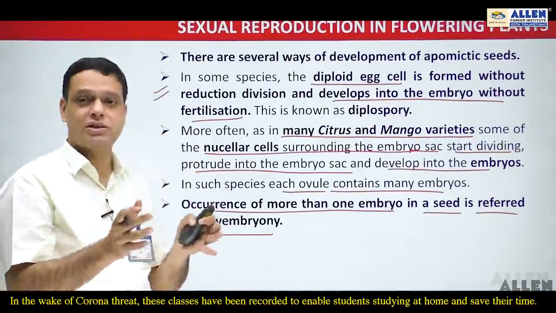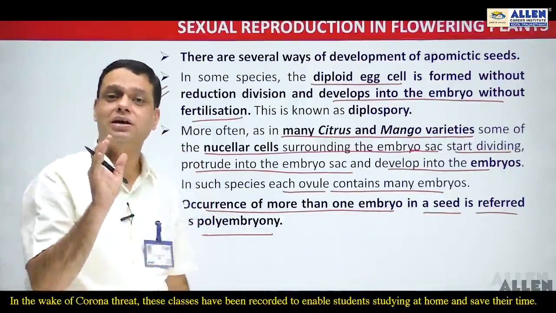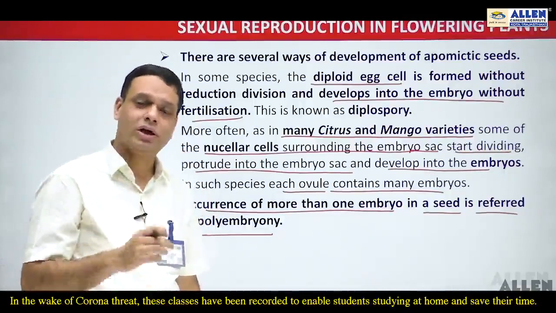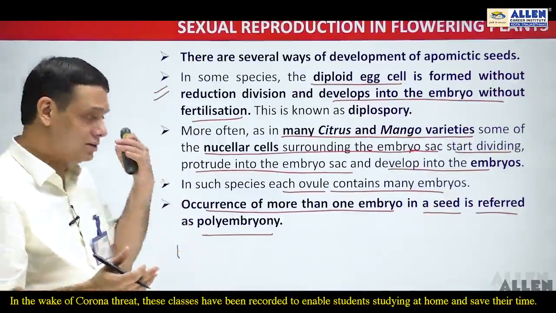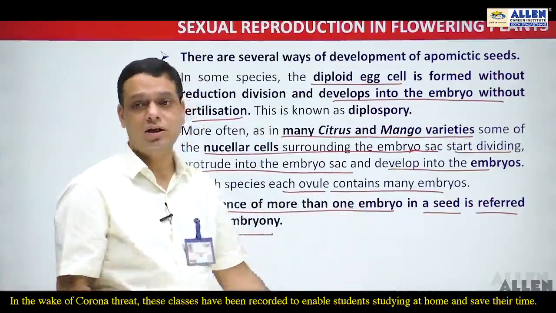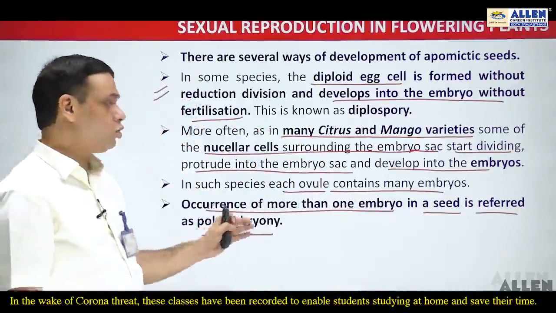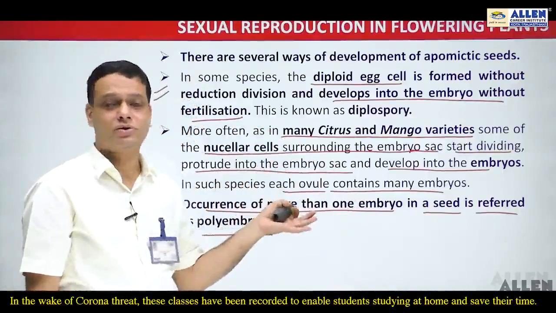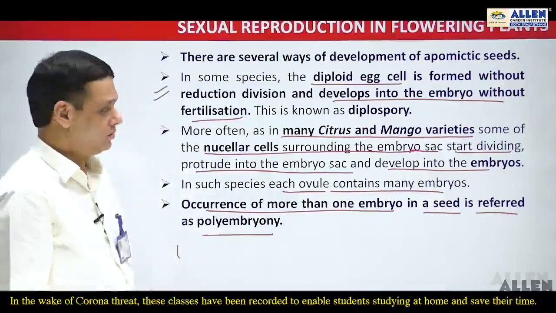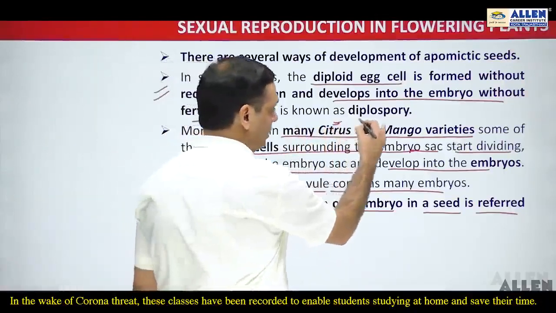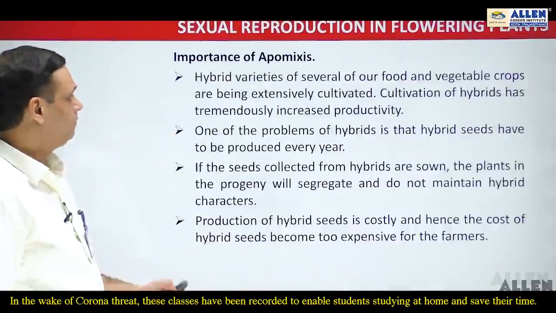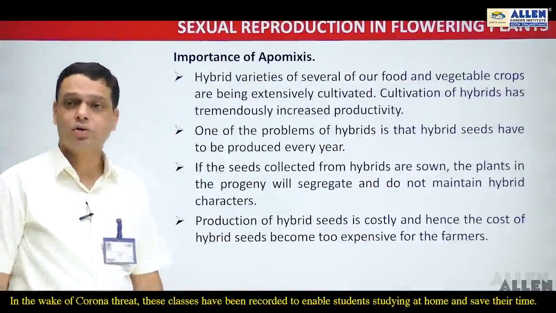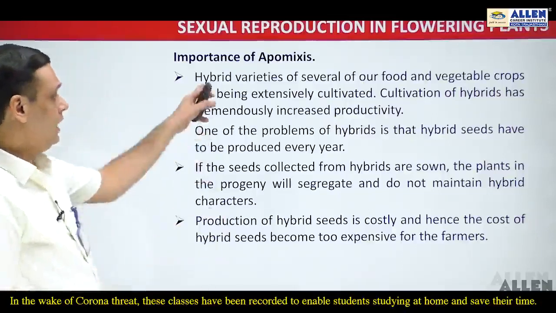So in such cases, the single seed contains a large number of embryos, that is, more than one embryo inside a single seed, which is known as polyembryony, and that polyembryony can be found in many citrus and mango varieties. So both of these examples regarding polyembryony are important. Now what is the importance of apomixis?